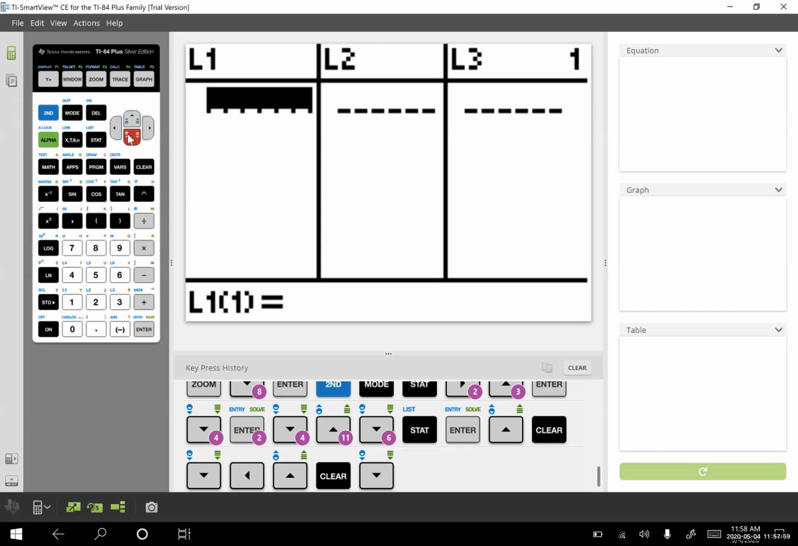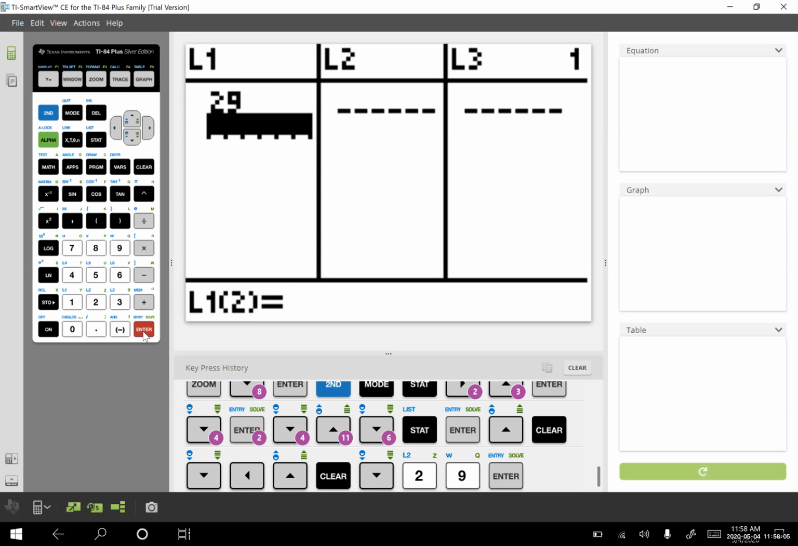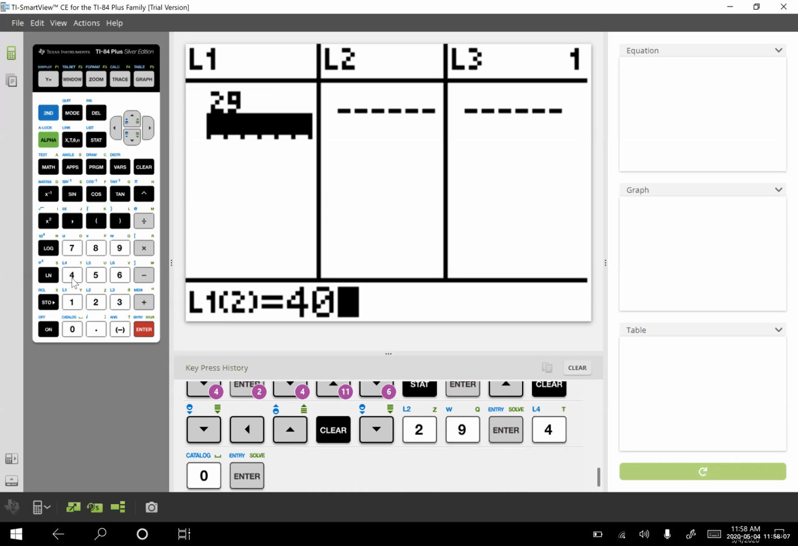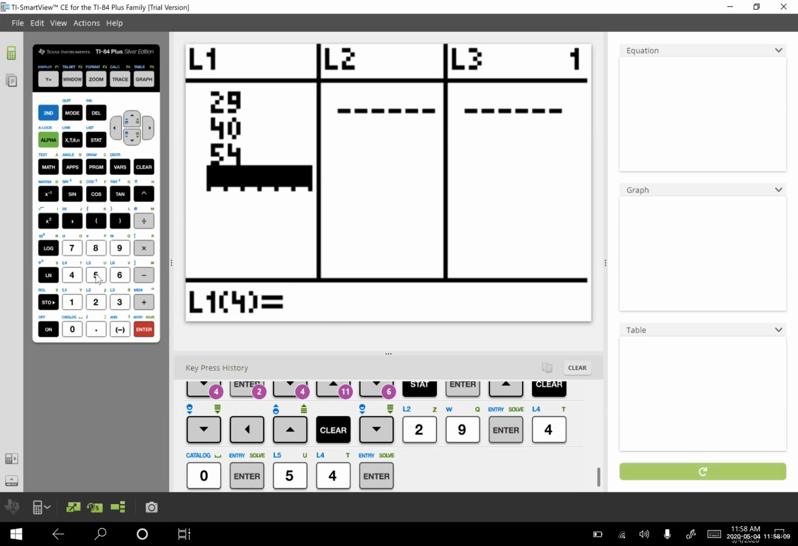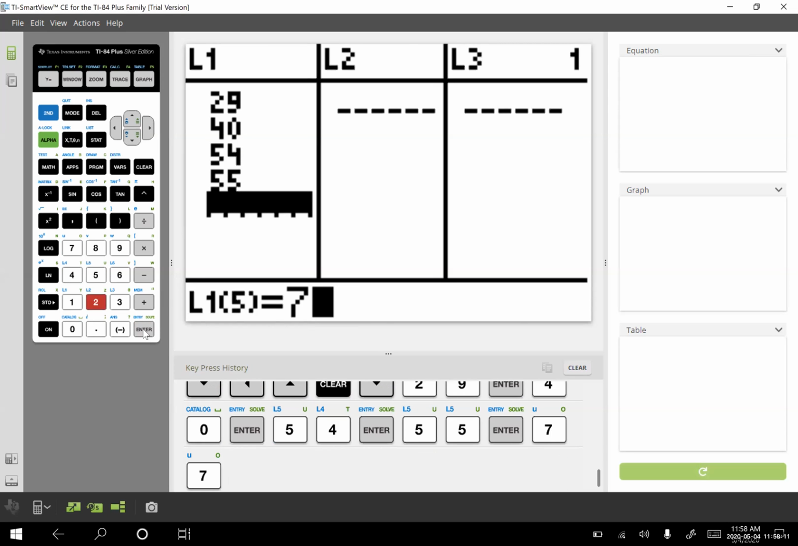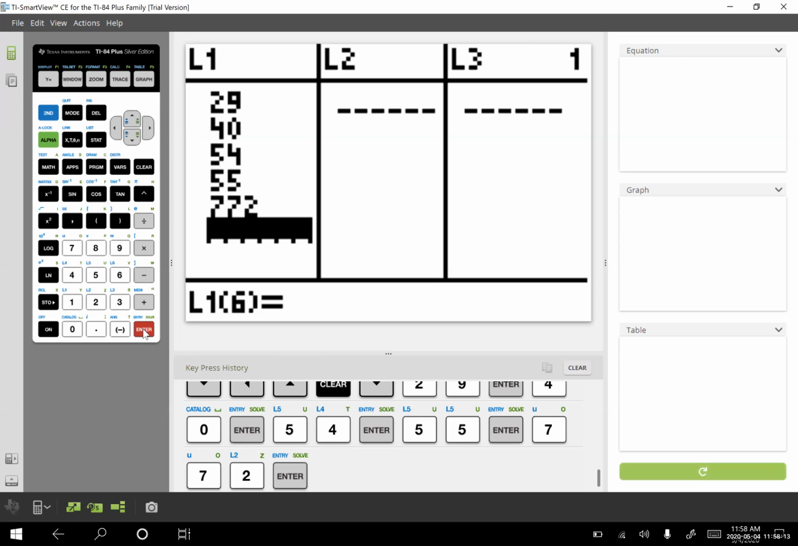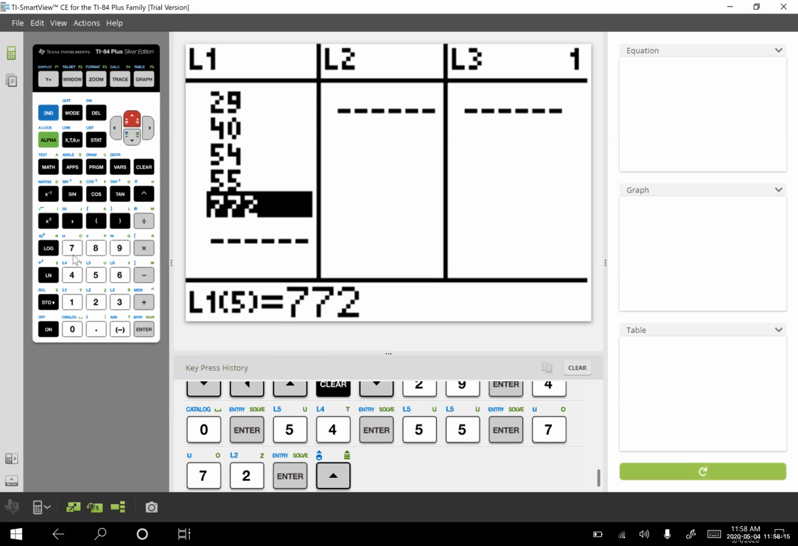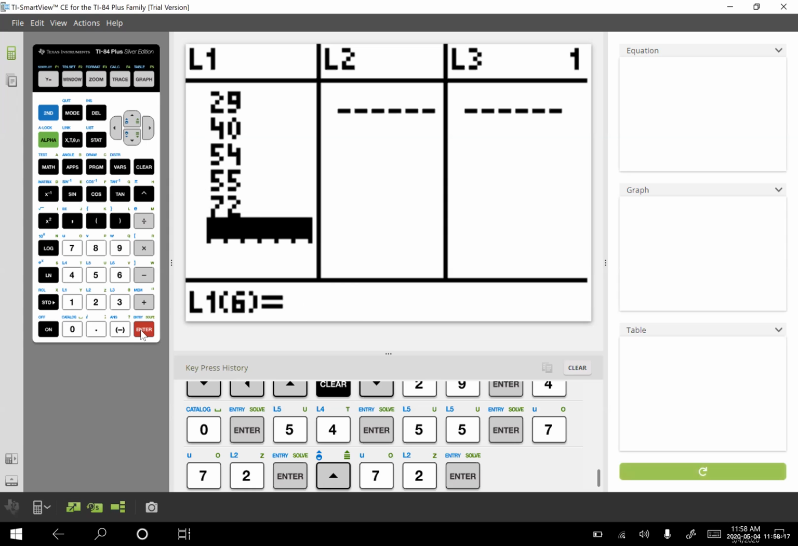Okay, so let's see here. We got 29, 40 and 54, 40, 54, 55, and 72. So we should have 1, 2, 3, 4, 5 values. Yep. Okay, so let's go over here.